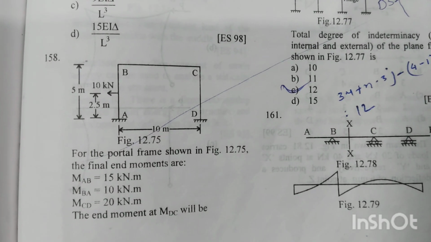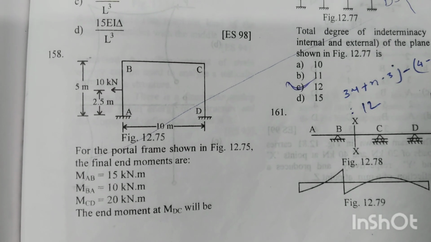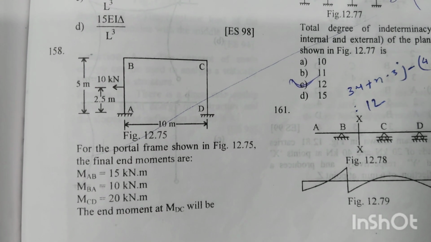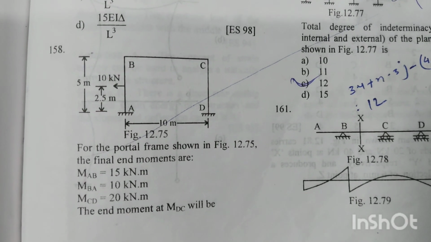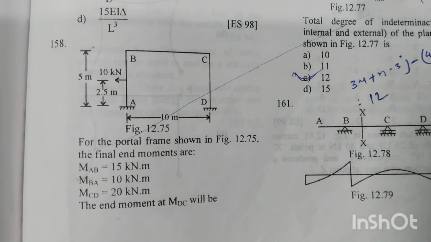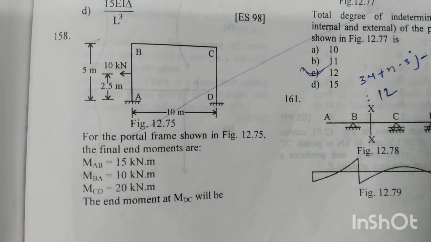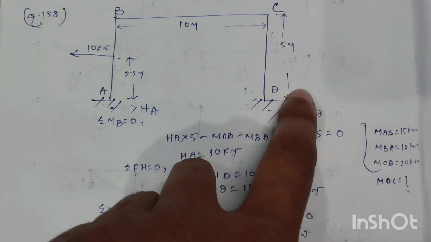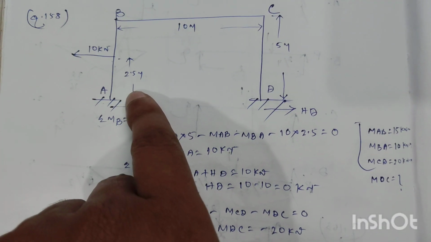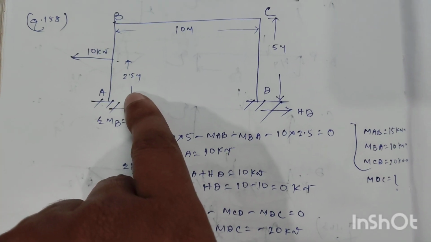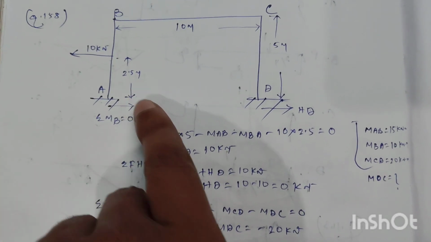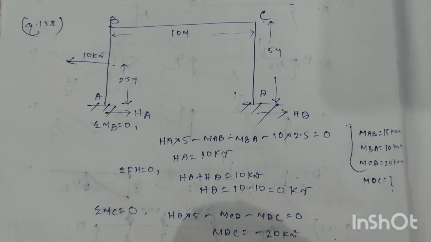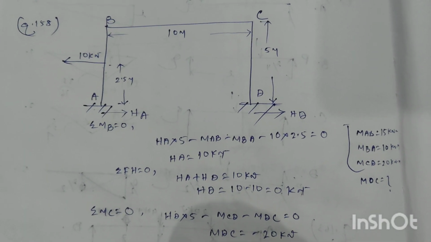Number 158. For the portal frame shown in figure 12.75, the final end moments are MAB equal to 15 kilonewton meter, MBA equal to 10 kilonewton meter, MCD equal to 20 kilonewton meter. The end moment MDC will be? So this is our portal frame ABCD. The length of member BC is 10 meter, the length of members AB and CD is equal to 5 meter. And at the center of member AB, a horizontal load of 10 kilonewton is acting.